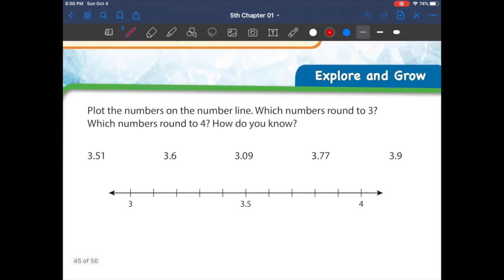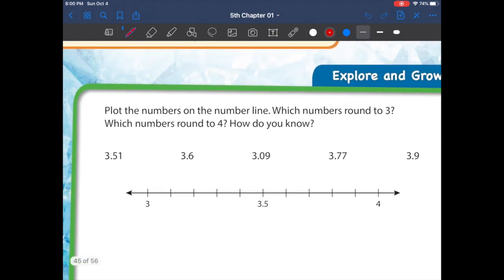So for our first example, we're going to look at this number line right here. It says: plot the numbers on the number line. Which numbers round to 3? Which numbers round to 4? And how do you know?